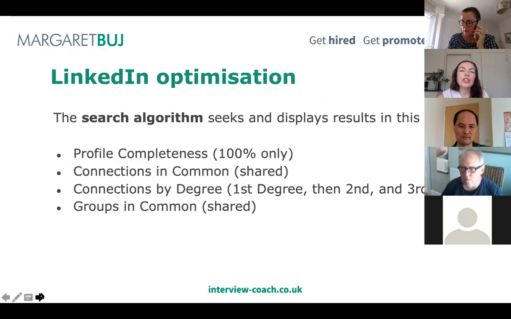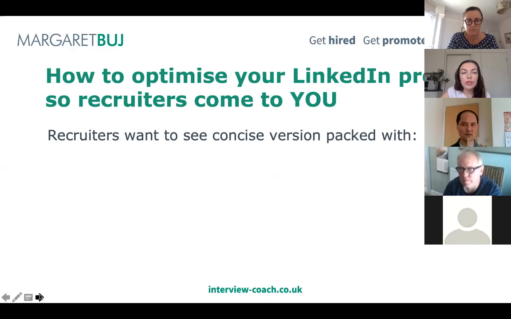And also the search algorithm seeks and displays results in this order. If I was to look for someone just like you as a recruiter, because all of the recruiters will be using LinkedIn to identify candidates, the search algorithm will display results in this order. First, your profile has to be 100% complete. Then it will display if we have connections in common. I will see you first, and that's why it's so important to keep growing your network. Then connections by degree, first degree and then second degree, and then if you have any groups in common. That's how the LinkedIn algorithm will display your results.